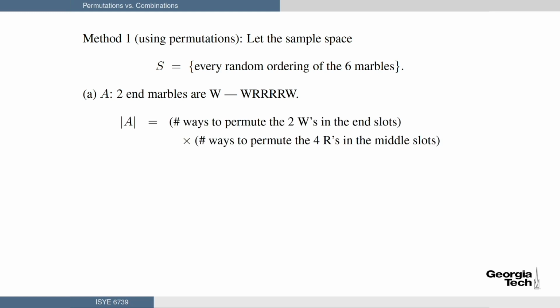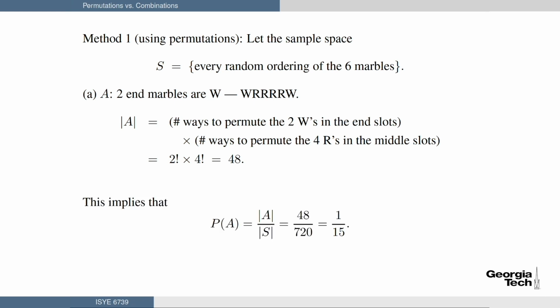The cardinality of A is simply the number of ways to permute the 2 whites in the end slots times the number of ways to permute the 4 reds in the middle slots. And that, pretty obviously, is 2 factorial times 4 factorial, which is 48. So this immediately implies that the probability of the event A is the cardinality of A over the cardinality of the sample space S, and that's 48 over 6 factorial equals 1/15.